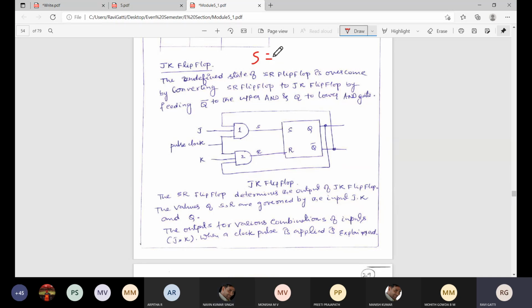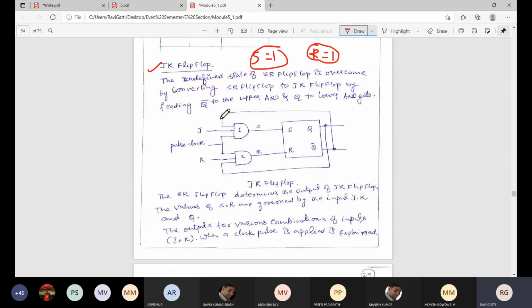When S is equal to 1 and R is equal to 1, the output was not defined. So that is not a feasible method of implementing a flip-flop. Therefore, we want to avoid this undefined condition and change it to a defined condition. In order to overcome that drawback, we will create one more type of flip-flop, and we call it a JK flip-flop.